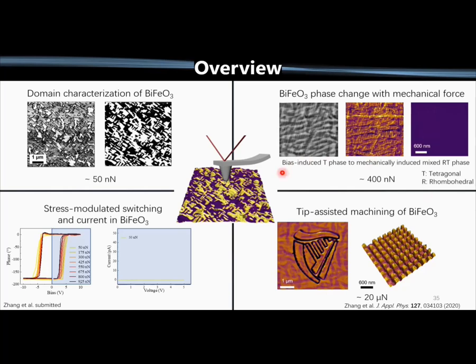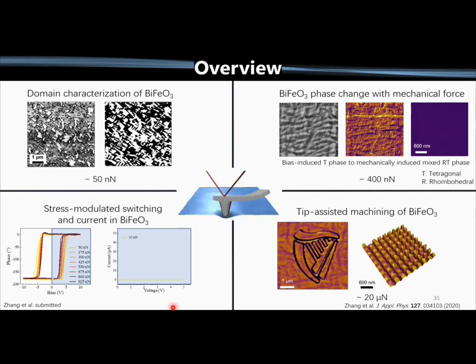So we start with a bias-induced tetragonal phase, and we can mechanically induce a mixed rhombohedral-tetragonal phase when we're applying on the order of 400 nanonewtons, a little bit higher than we would normally image our PFM with. And what I'd like to talk about in the next bit are these two results here: measuring switching as a function of loading force, and measuring current as a function of loading force. So when we push into the surface with a large force, we can measure the switching.